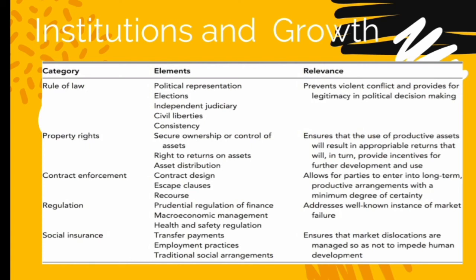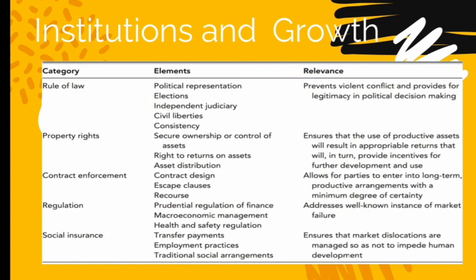The next category is property rights, which concerns the ownership of productive assets that are involved in the growth and development process. The relevant elements here include secure ownership and control of assets, the right to a return on these assets, and the distribution of the assets. Property rights ensure that the use of productive assets will result in appropriable returns, which will in turn provide incentive for further development and use.